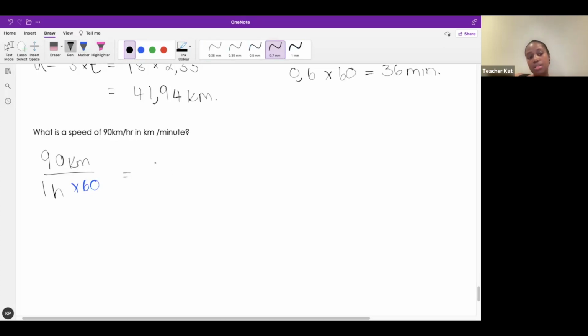So then it's going to be 90 kilometers over 60 minutes, but we don't want that. I want to know what it is for 1 minute. So what is 90 divided by 60? 90 divided by 60. That means this person is traveling at 1.5 kilometers per minute.